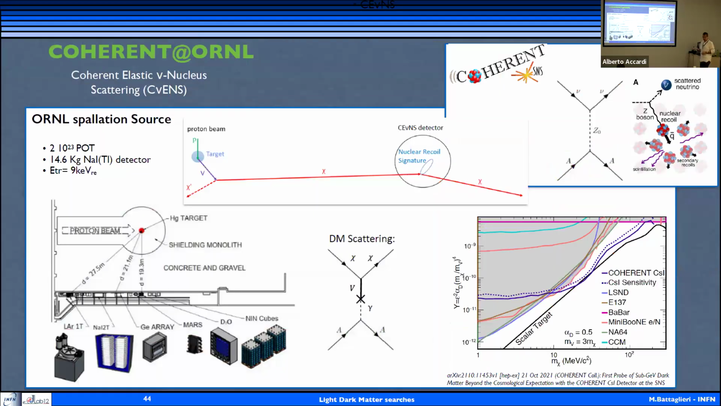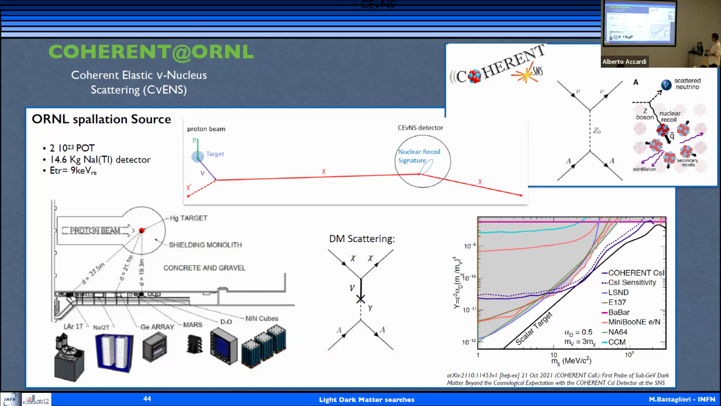Or even COHERENT. COHERENT is a very nice experiment that was made for a different purpose. This was the coherent scattering of neutrinos on nuclei. The idea that you should have a kind of coherent scattering of a neutrino was around for a long while, but they made the first experiment just a few years ago at Oak Ridge. You need a very high intensity, low energy neutrino source, and then measure the effect of this scattering on nuclei.